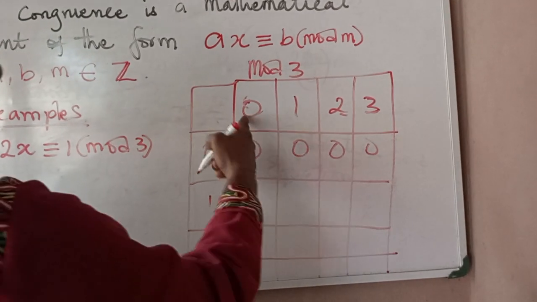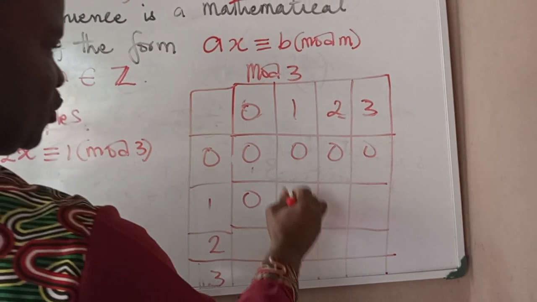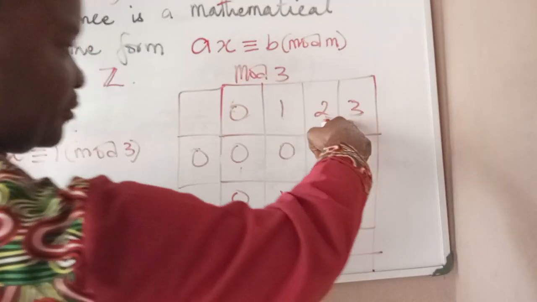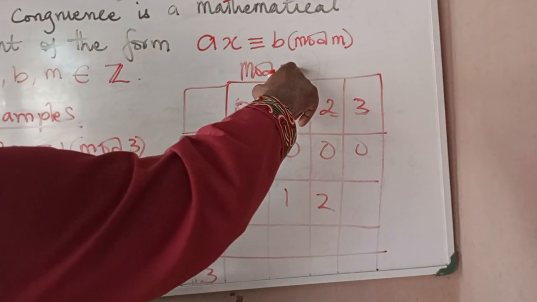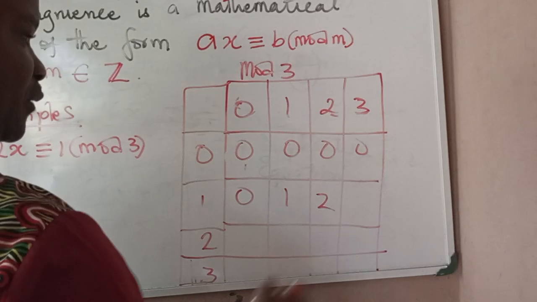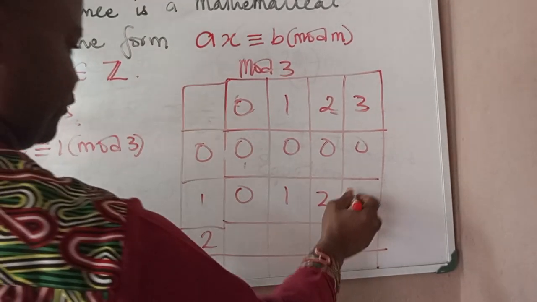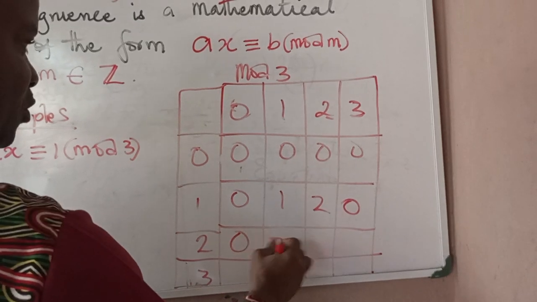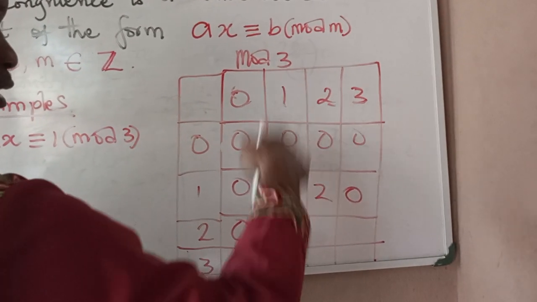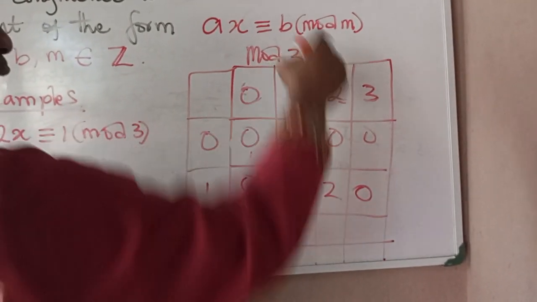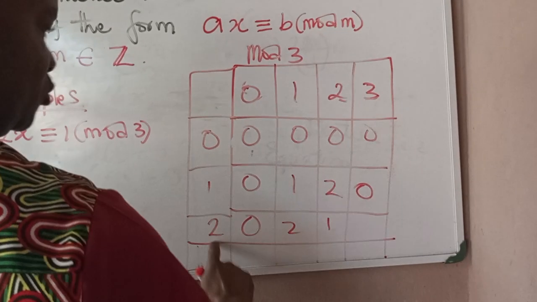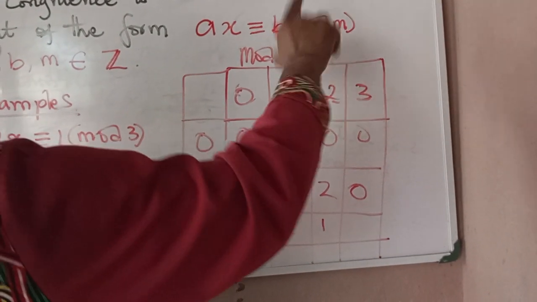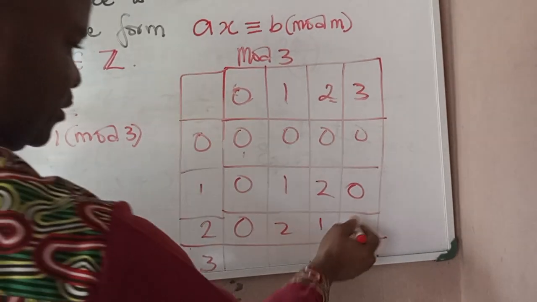Let me use 1. 1 times 0 is 0, 1 times 1 is 1, 1 times 2 is 2, 1 times 3 must be divided by 3 first, since we are working mod 3, and that will give us a remainder of 0. Then 2 times 0 is 0, 2 times 1 is 2, 2 times 2 is 4. 4 divided by 3 will have a remainder 1. 2 times 3 is 6. 6 divided by 3 will give us no remainder.